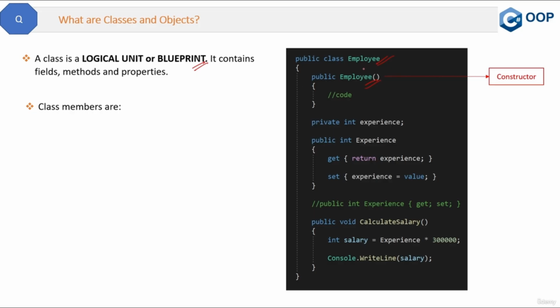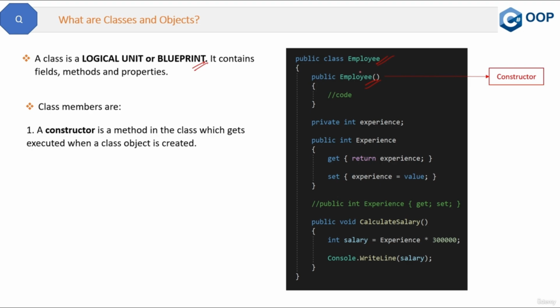A constructor is a method in the class which gets executed when a class object is created. So whenever you create the object of this Employee class, the code inside this constructor will automatically execute. Now we will cover constructors in detail in upcoming videos, okay?